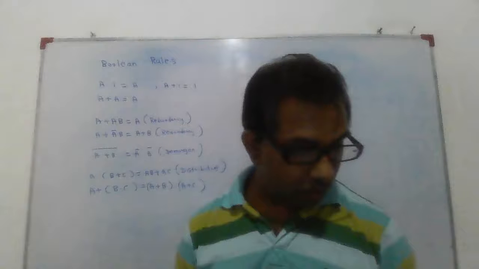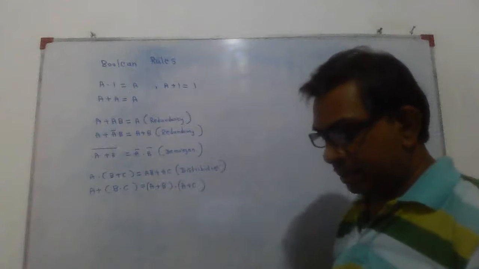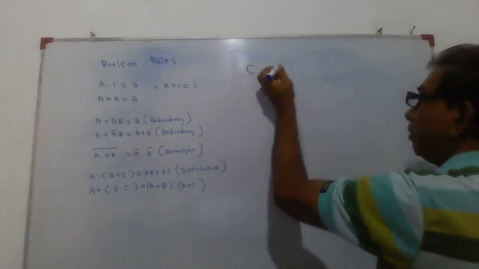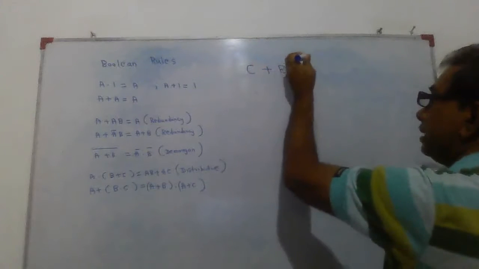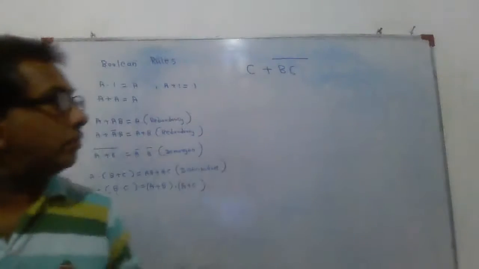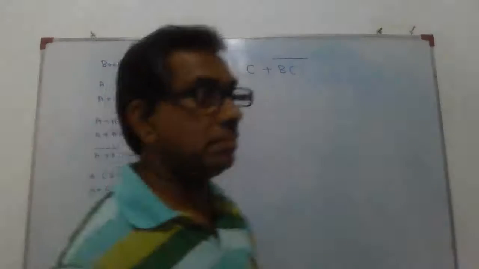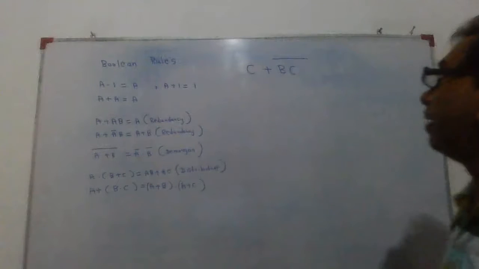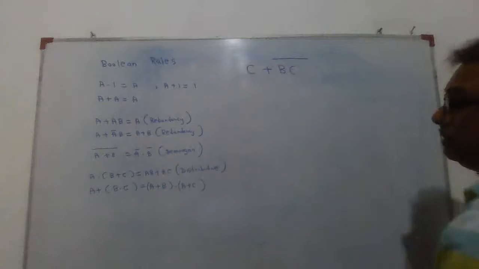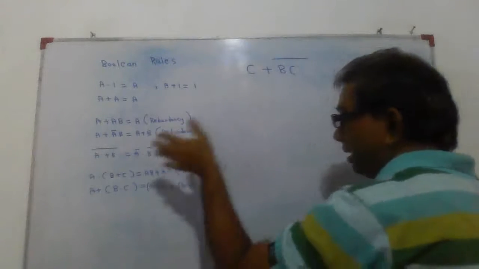Now the next example is C or (B and C bar). Right, now we are going to reduce it, we want to simplify. What is the idea? You see B and C bar, the long bar is here. If you see a long bar over a statement, De Morgan's theorem can be applied.